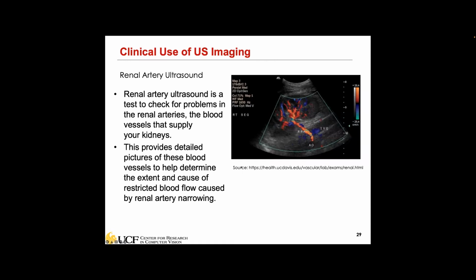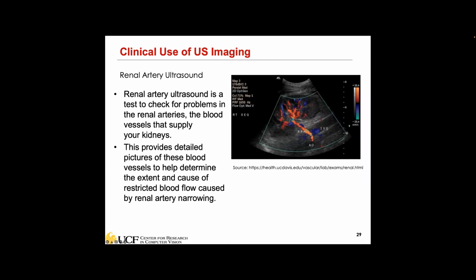Ultrasound can also be used on the renal artery. The renal artery ultrasound is a test to check for problems in the renal arteries, the blood vessels that supply your kidneys. It provides detailed pictures of these blood vessels to help determine the extent and the cause of the restricted blood flow caused by renal artery narrowing.